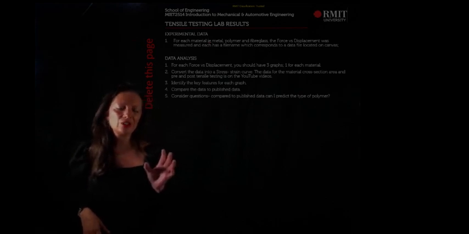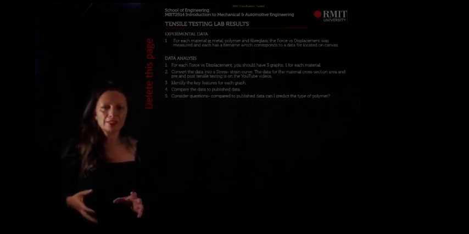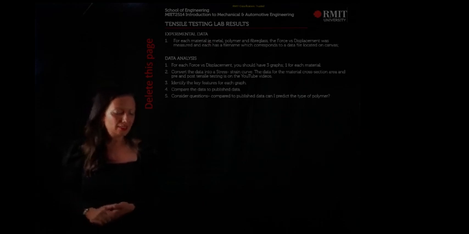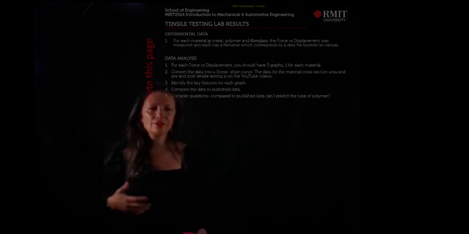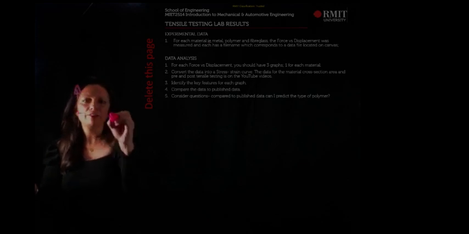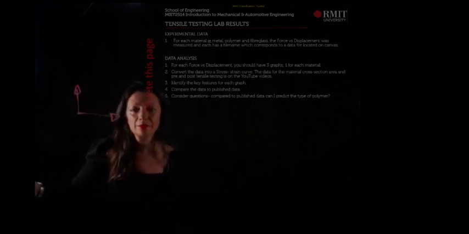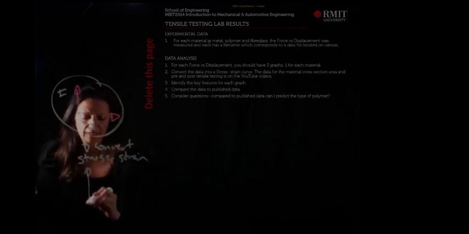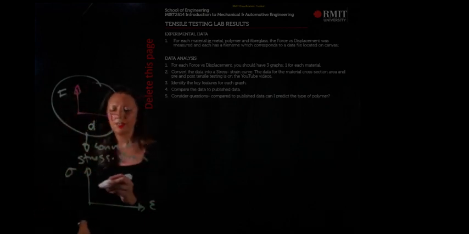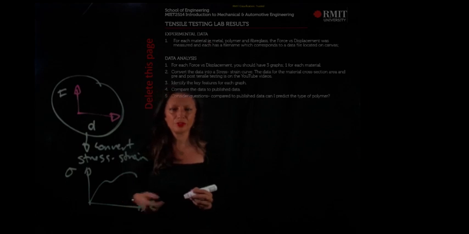The next part is looking at the tensile testing laboratory. The data for the tensile testing is on Canvas, and all we're going to do here is, from the tensile testing laboratory, you have a force displacement graph, and you've got to convert this into a stress strain curve. So you're going to have epsilon and sigma. So the graph should look like that.